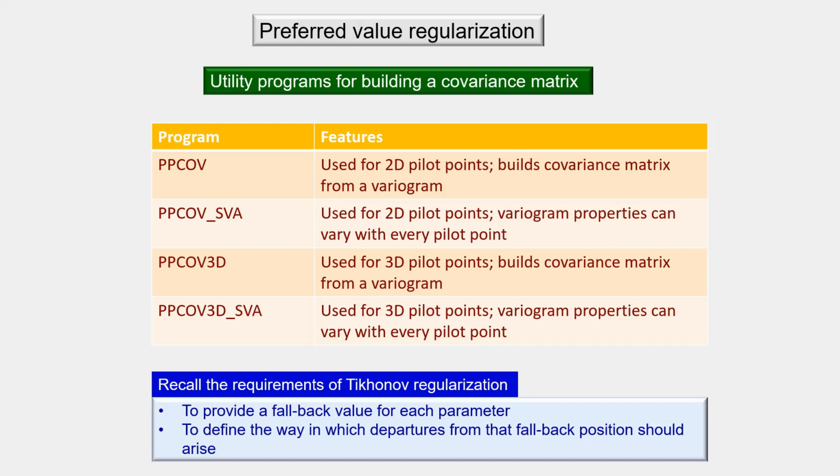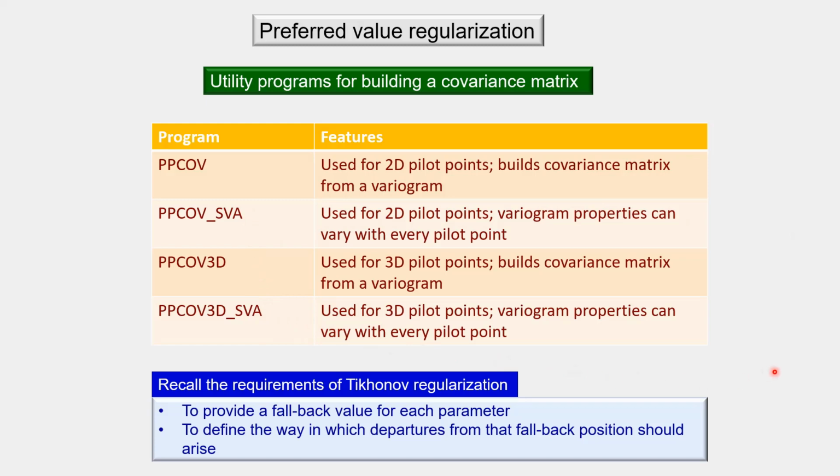And if we don't have information in those parts of the model domain, and we don't have any important predictions to make in that part of the model domain, then having a large range for the variogram on which basis we construct the covariance matrix in those parts of the model domain allows heterogeneity to arise on a spatial scale that's commensurate with the local pilot point density. And that mechanism of covariance matrix construction is available through these two utilities.